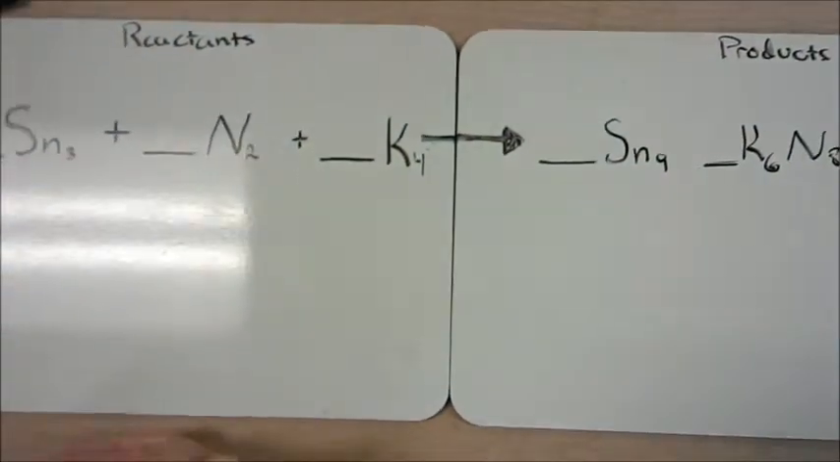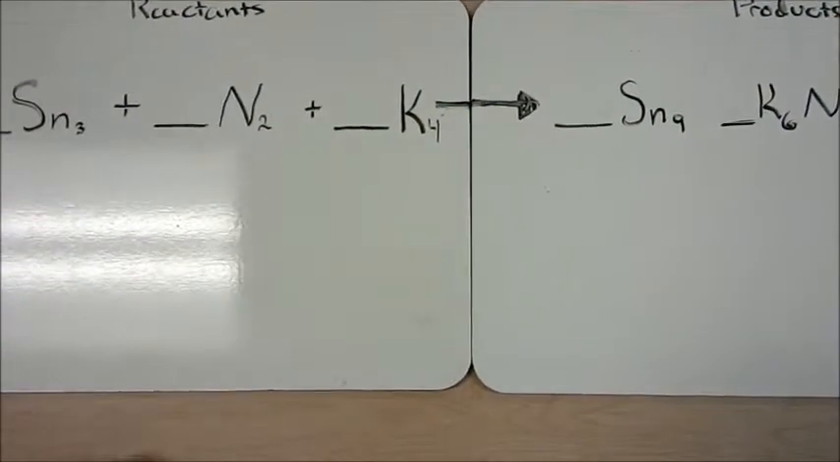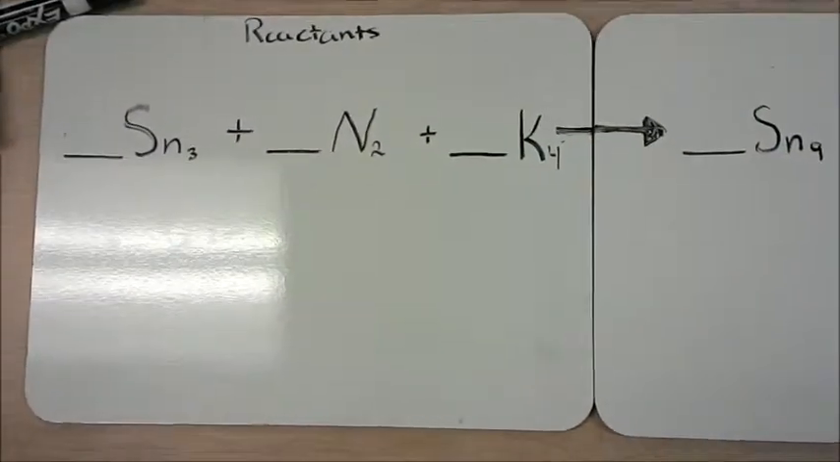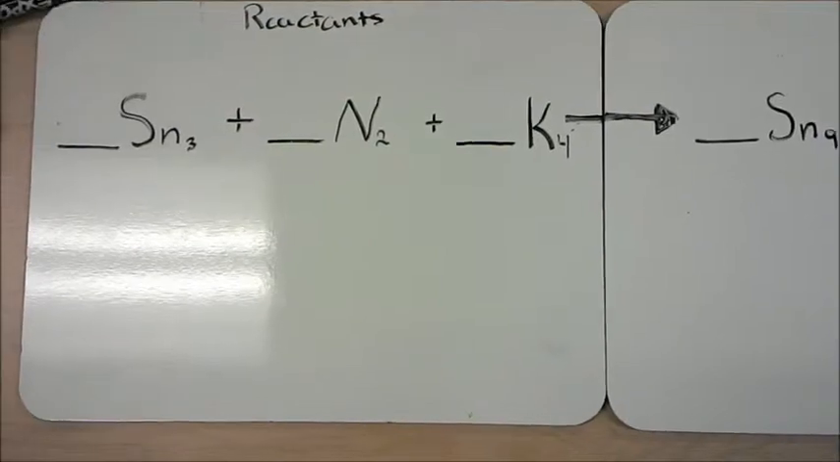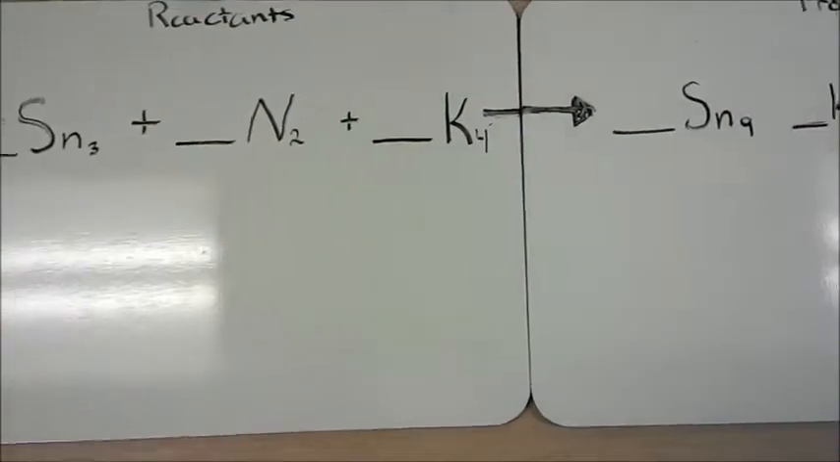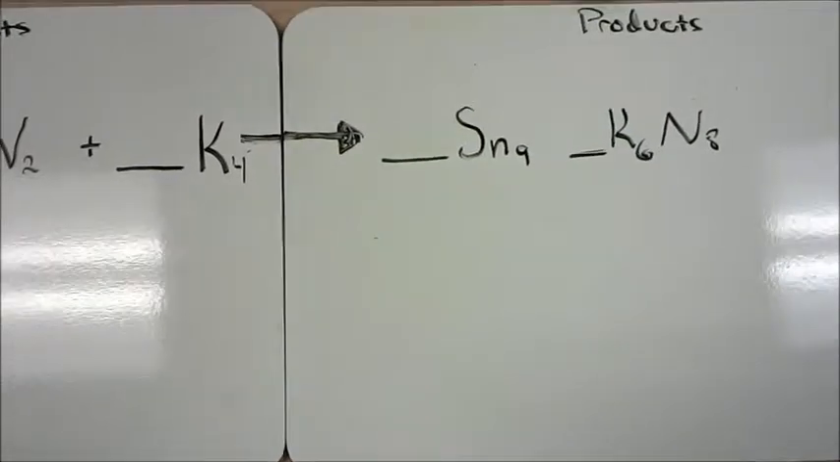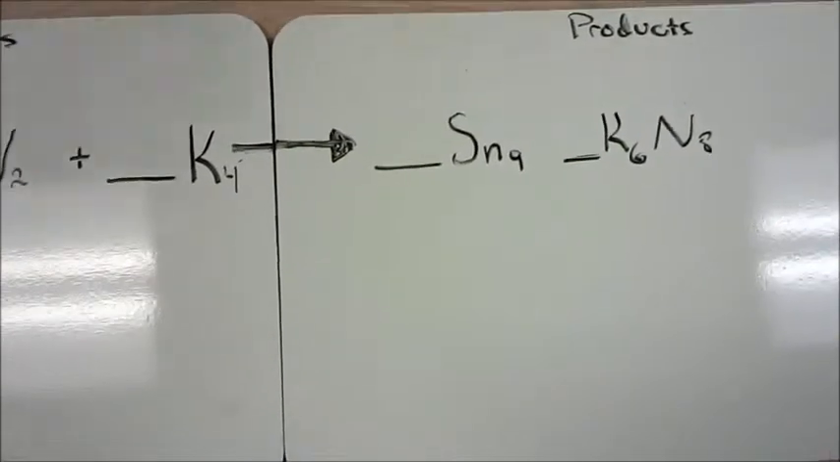So this is how to balance chemical equations. We have the reactant side over here with SN3, N2, and K4, and the reactant side is going to make the product, which is SN9, K6, and N8.